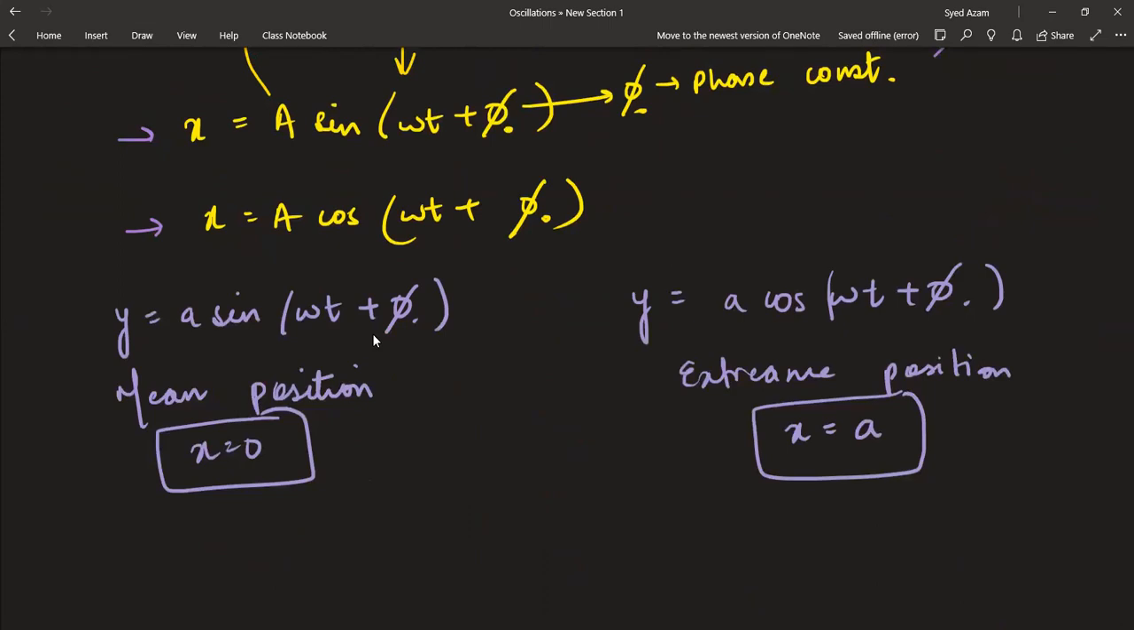So for mean position, remember x will be equal to 0. And if I say y is equal to a cos omega t plus phi naught, in extreme position, this displacement will be equal to the amplitude A. Amplitude is the maximum displacement. So at the extreme end, the displacement will be equal to its amplitude. And in mean position, it has just not started moving, right? So x will be 0. That's all you need to remember.